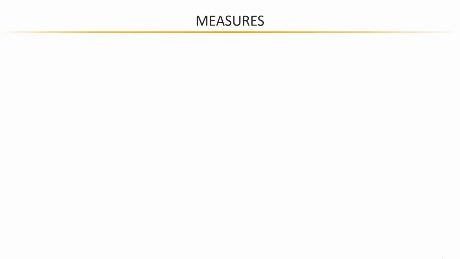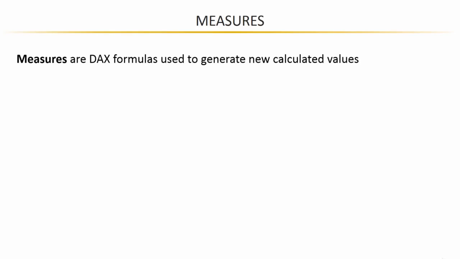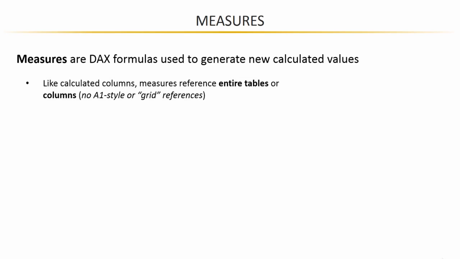All right, next up we have the incredibly important topic of DAX measures. Now, by definition, measures are DAX formulas that are used to generate new calculated values. So, a couple important things to note about measures. Like calculated columns, they reference entire tables or columns. So again, no A1 style or grid references like you would use in Excel.